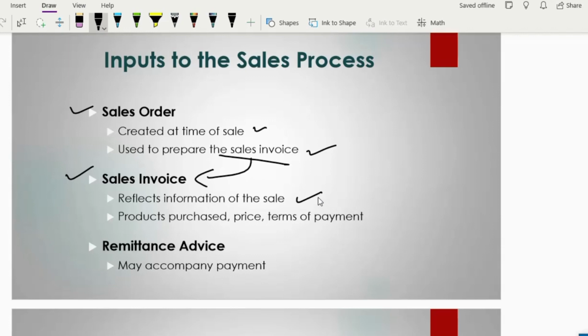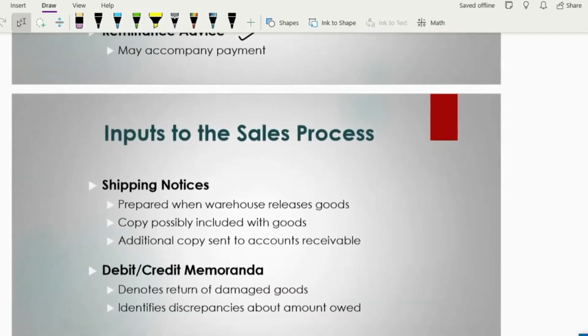When I say information about the sales, it includes what we are selling, what is the price of the thing which we are selling, and what are the terms, whether it is cash or credit. If it is credit, is there any discount, how many days of credit? All these details are mentioned in the sales invoice. And then there is another document known as the remittance invoice. The remittance invoice accompanies the payments.